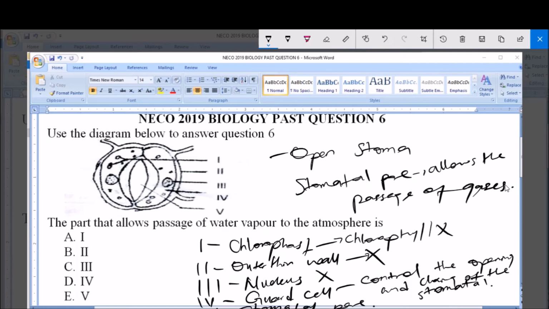Like you know, water vapor is a gas, so therefore V is the correct answer, and that is option E, stomatal pore. V is the stomatal pore that allows the passage of all gases, respiratory gases, including the water vapor. So V is the correct answer.